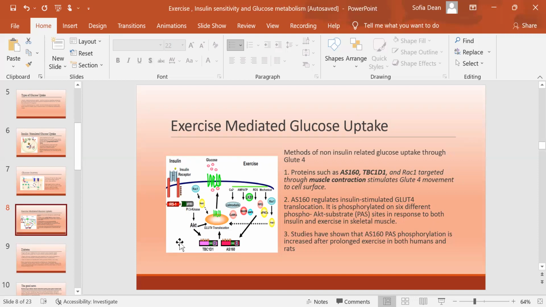The AS160 protein regulates insulin-stimulated GLUT4 translocation. It is phosphorylated on 6 different phospho-AKT substrate sites in response to both insulin and exercise in skeletal muscle. So this is really nice to have, because in the presence of insulin, this is still working to help GLUT4 translocation. And in the absence of insulin or phosphorylation, your muscle contraction causes the GLUT4 action. Studies have shown that AS160 phosphorylation is increased after prolonged exercise in both humans and rats.